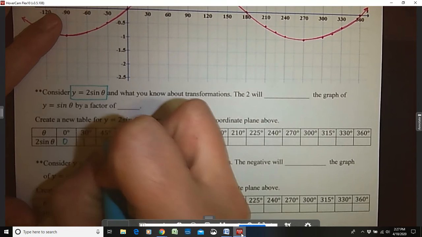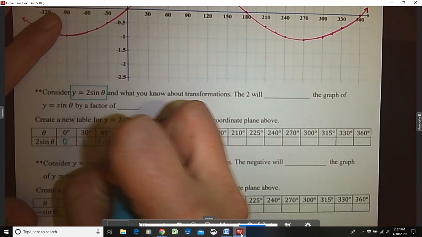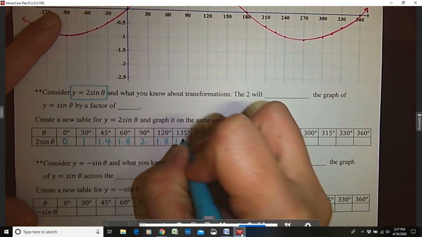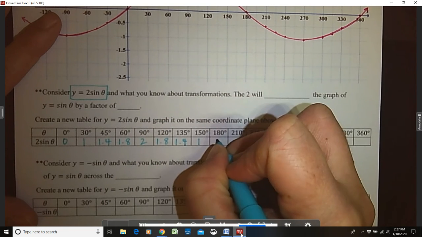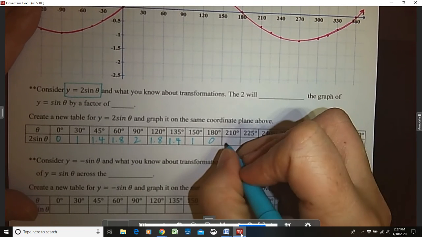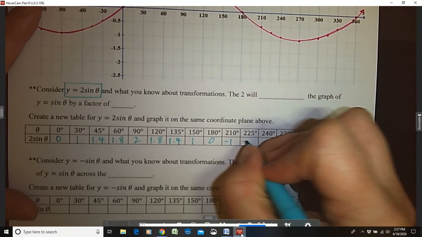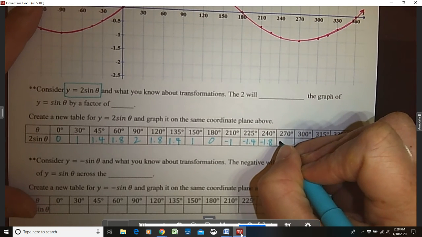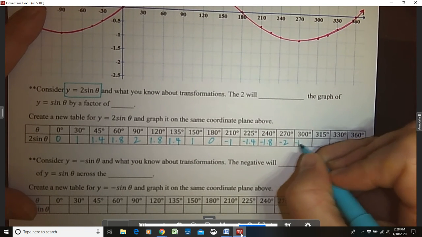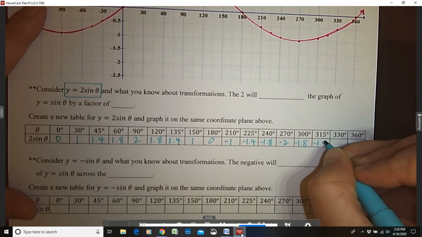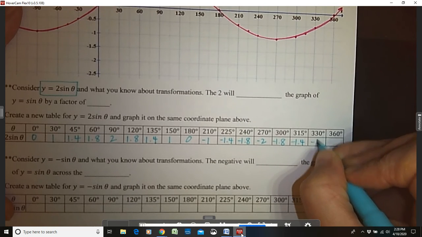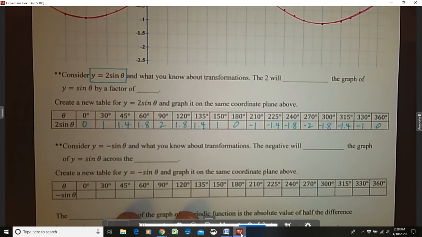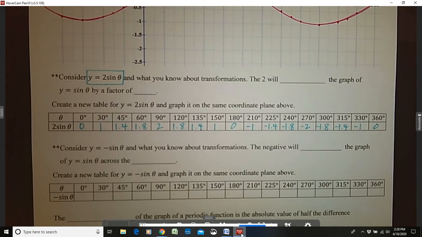0, 1, 1.4, 1.8, and 2, 1.8, 1.4, 1, and 0. And then -1, -1.4, -1.8, -2. All right, so you can see that wasn't too challenging. I just took my previous table and multiplied them by 2.